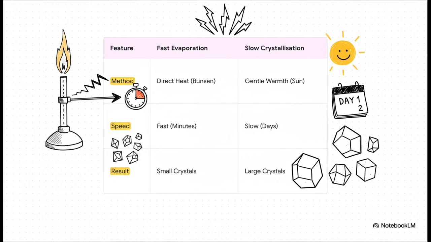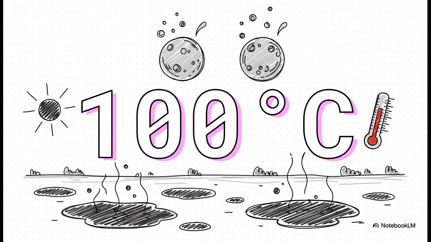The reason is that the slow method gives the salt particles time to line up and organize themselves into these larger, more perfect structures. It's the same basic process, but changing the speed totally changes the outcome. And just to be super clear, let's go back to those puddles. They are definitely not boiling away on the street. Water boils at 100 degrees Celsius, which is really hot. Evaporation is what allows water to turn into a gas at normal, everyday temperatures. It's the secret behind how things dry.